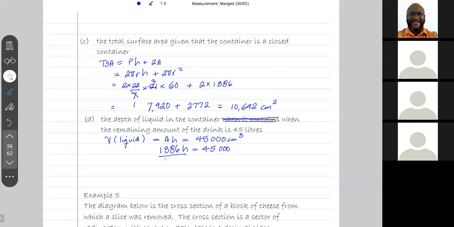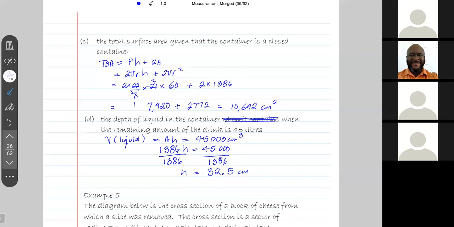If I divide both sides by 1,386, I'm going to end up with the height of remaining liquid in the container being, calculator giving me problems, 45,000 divided by 1,386. The answer here is 32.5 centimeters. So when the container, which is 60 centimeters high, has 45 liters of liquid remaining, the height of the liquid will be 32.5 centimeters.